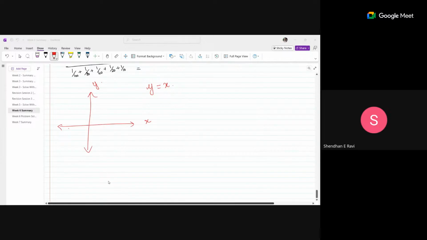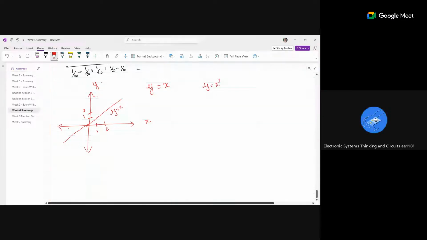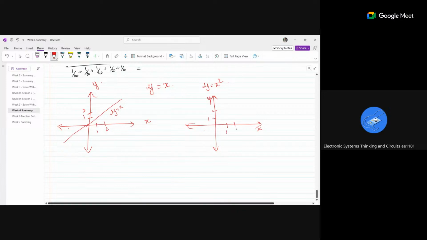Yes. Okay. When we take a point at the same distance from the x and y axes, this is a function, right? Y is equal to x, because if x is 1, y will also be 1. If x is 2, y will also be 2. So what is y is equal to x square? If x is 1, y will be 1. If x is 2, y will be 4. So it is also a function.